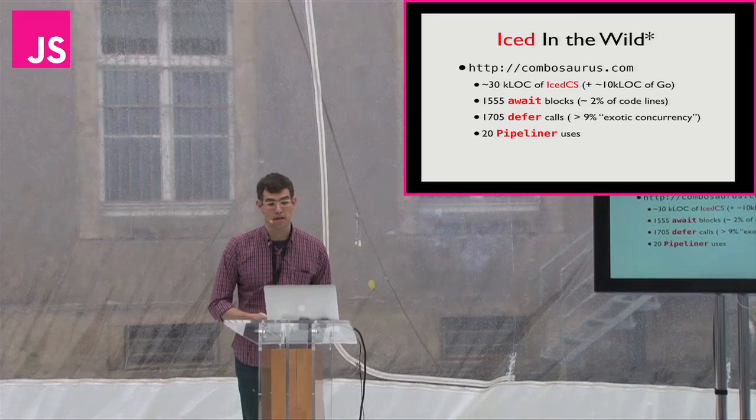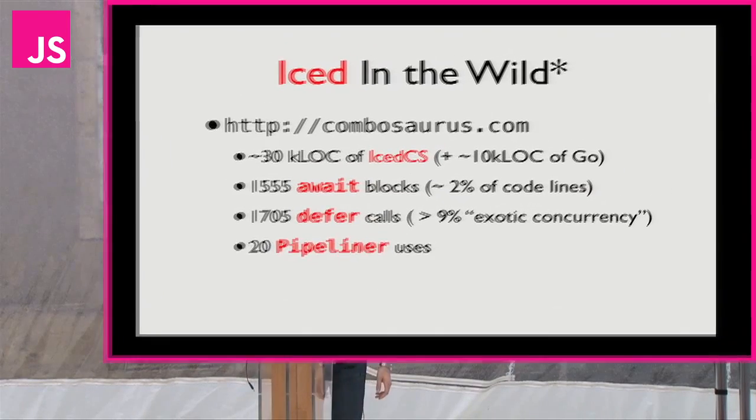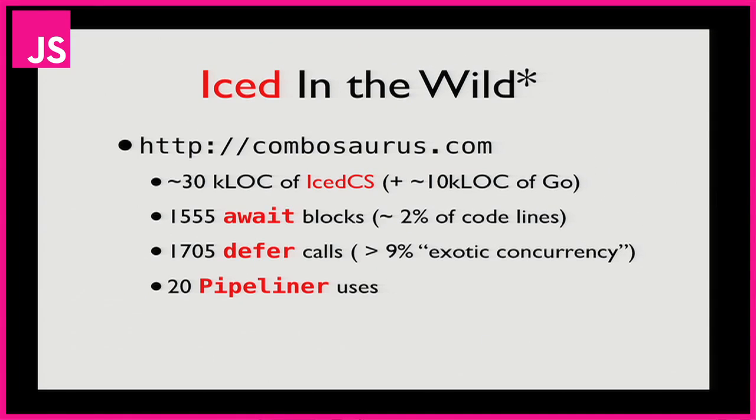It's in the wild. And there's a little asterisk next to it because this site is in private beta right now. But it's this site called Composable, which we're trying to develop a matching system based on people's interests. And it's about 30,000 lines of IcedCoffeeScript with about 10,000 lines of Go code.